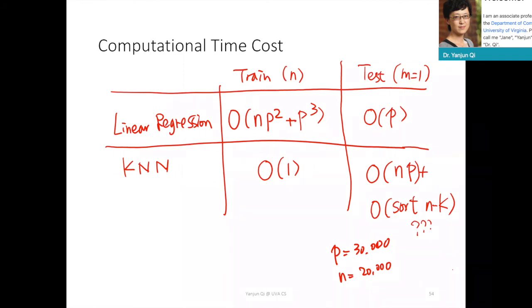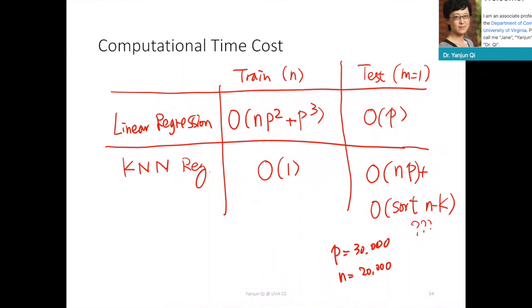Let's compare linear regression versus k-nearest neighbor-based regression. For linear regression, we know its training step. If we use the normal equation, our cost is O(NP^2 + P^3), and this is the naive version. You can do a lot faster, but let's just compare the naive one. In k-nearest neighbor training, there is actually no cost, nothing.